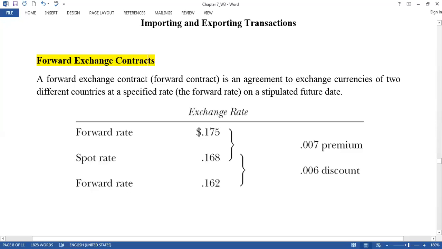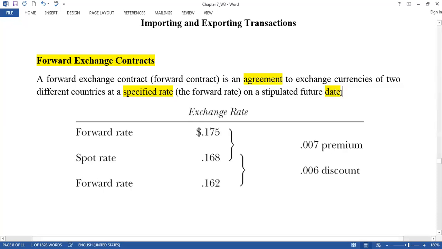So a forward exchange contract, now pay more attention because this is difficult. A forward contract is an agreement to exchange currencies of two different countries. So you are going to make an agreement. When this agreement came, if you want to exchange currency of two countries, this agreement is going to give you a specified rate in future on a specified date.